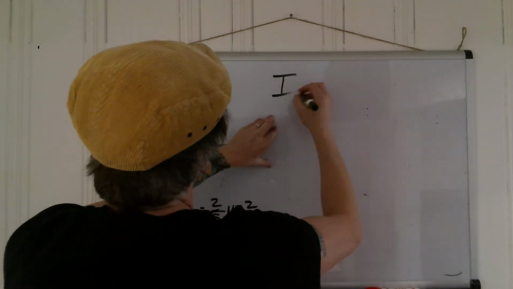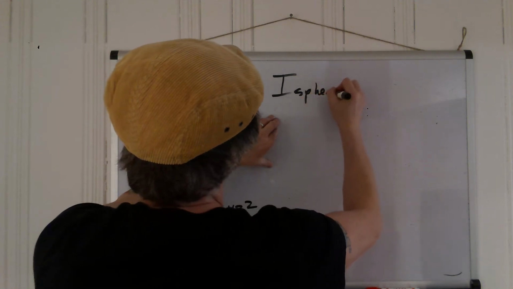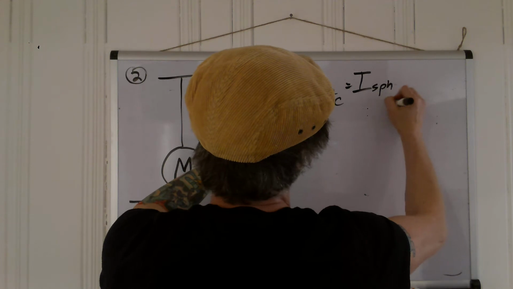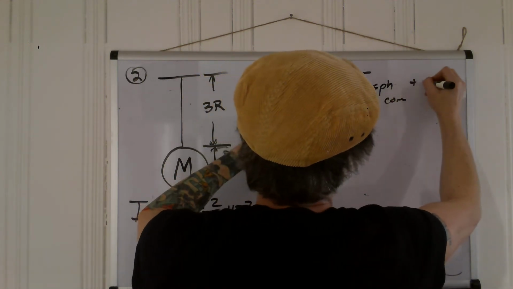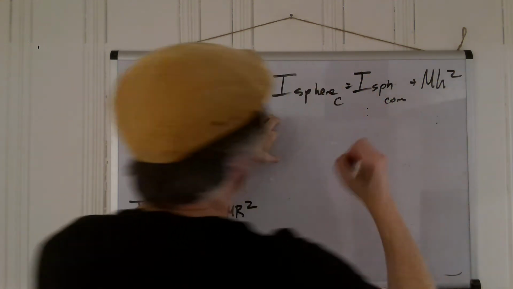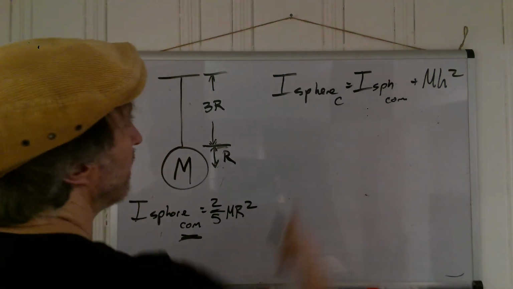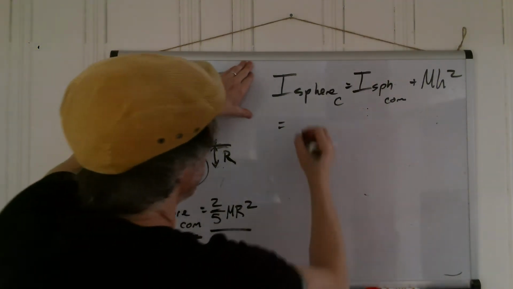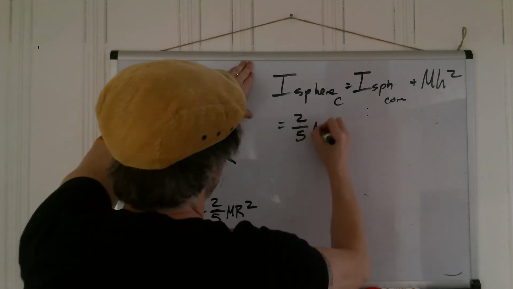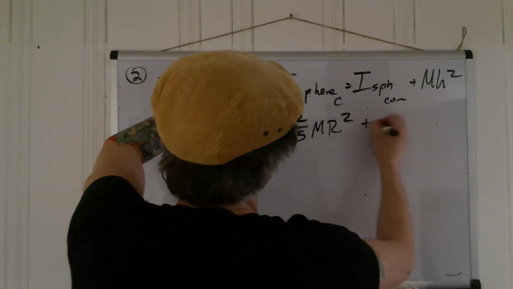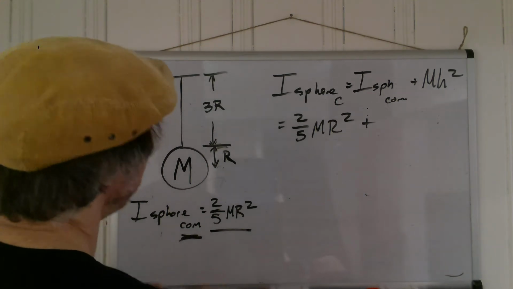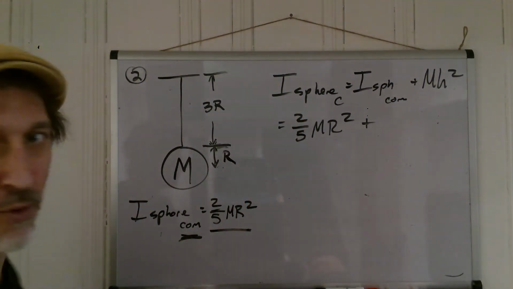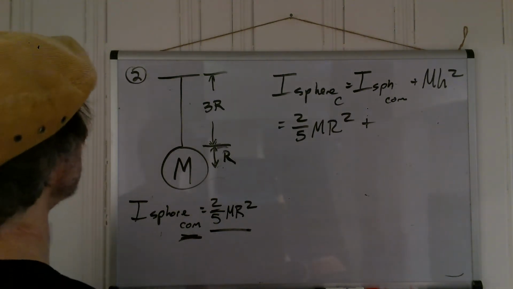So the rotational inertia of the sphere about the ceiling is equal to the rotational inertia of the sphere about the center of mass plus mh squared. Okay? Now remember, so the rotational inertia of the sphere about the center of mass is this guy, 2/5 mr squared, plus mh squared. Now remember that h is how far your pivot point, your axis of rotation, got moved.